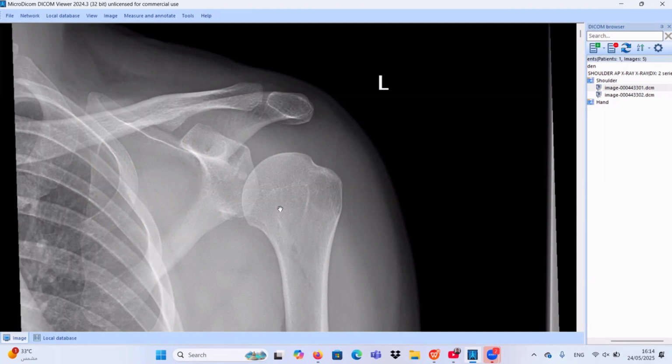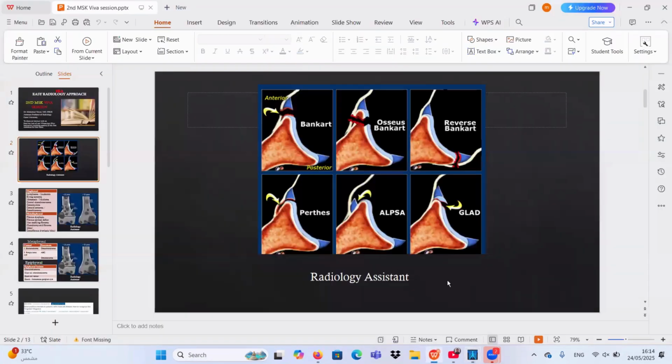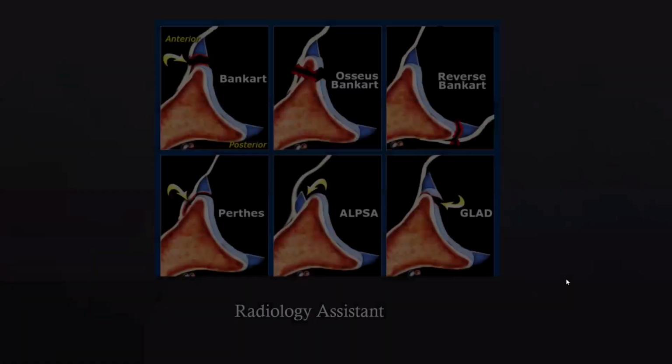It's not accurate. We did MRI for this patient at the same setting, and we don't have any anterior dislocation in the MRI. So this is a false impression. Let's review together some tips regarding anterior shoulder dislocation.